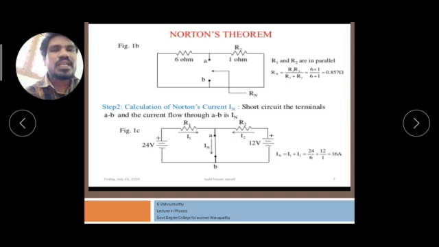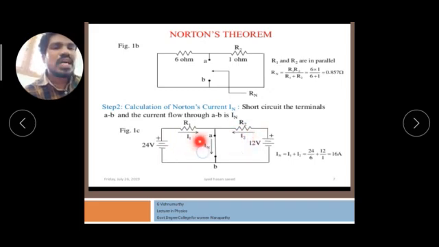Step 2 is to calculate Norton's current IN. We short circuit the terminal AB, and the current flowing through AB is called IN. Here we remove the 3 ohm resistance between the AB terminal and connect the terminals to each other, so the circuit is short circuited. The current passing through resistance R1 is called I1, and the current flowing through R2 is called I2.